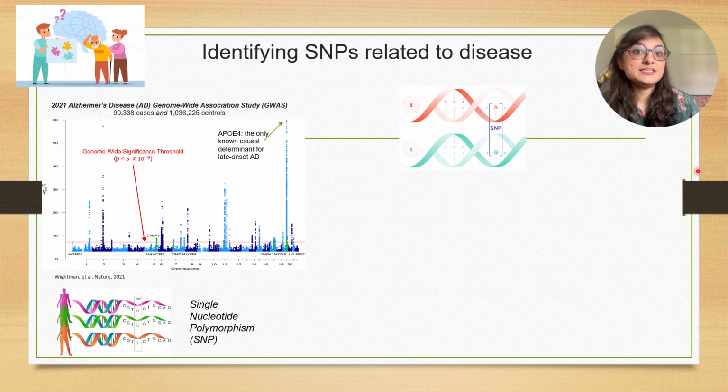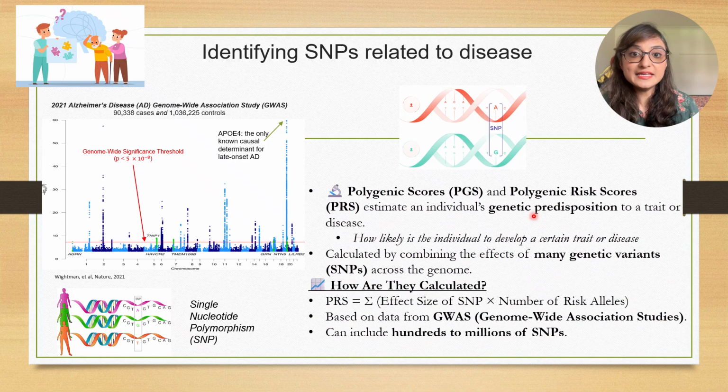So linking back to polygenic scores, a polygenic score is built from lots of SNPs. Each SNP contributes a little bit, positive or negative, to the final score. Together they create a genetic risk estimate for complex traits. A lot of the genetics remains unknown about Alzheimer's disease, but polygenic scores and polygenic risk scores estimate an individual's genetic predisposition to a trait if it's a PGS, or a disease if it's a polygenic risk score. So how likely is the individual to develop a certain trait or disease, calculated by combining the effects of many genetic variants across the genome.